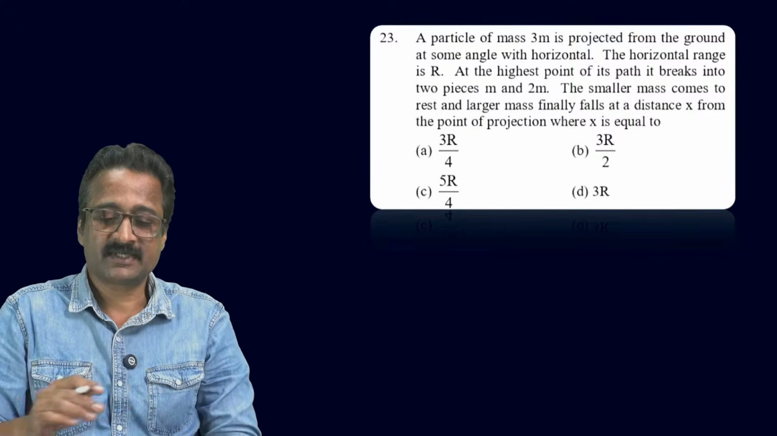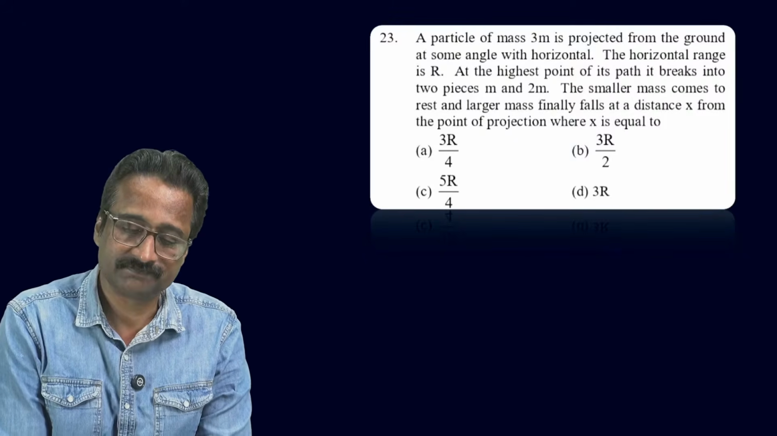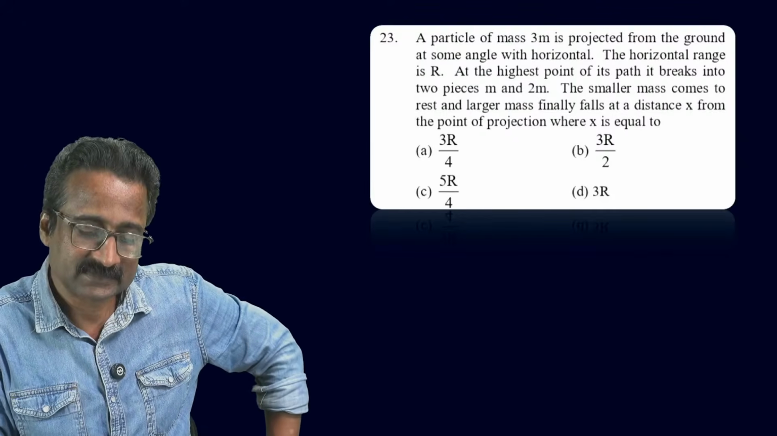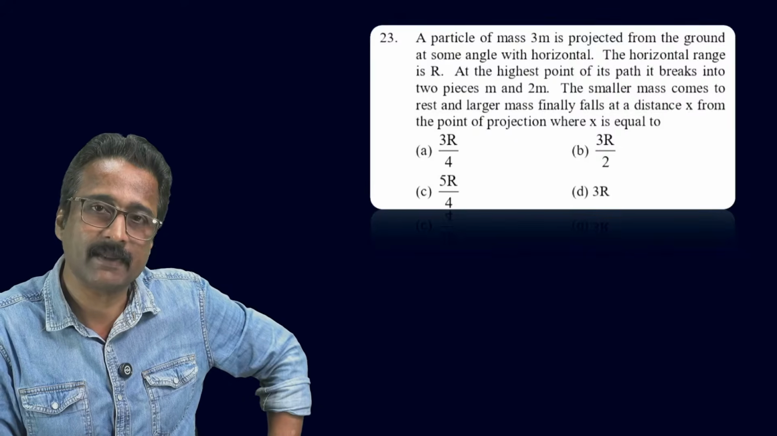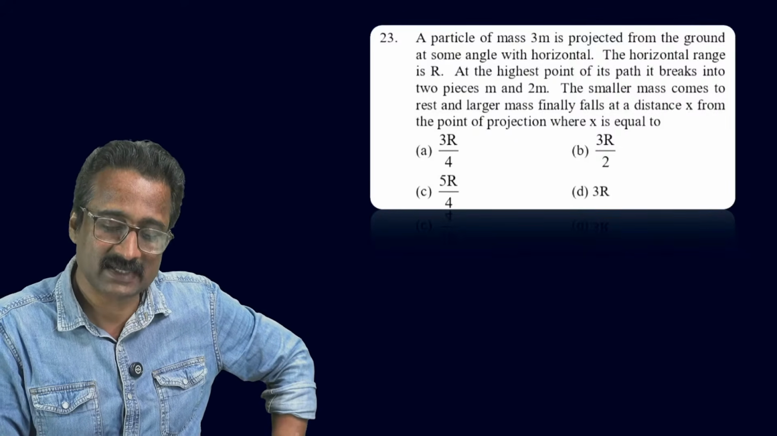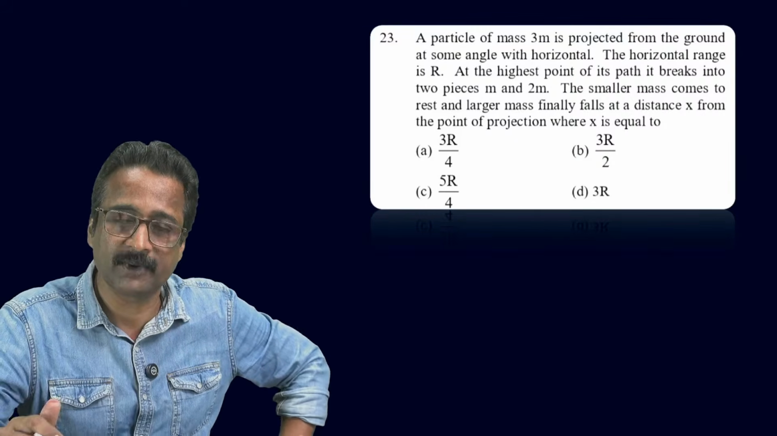A particle of mass 3m is projected from ground at some angle with horizontal. The horizontal range is said to be R, capital R. At the highest point of its path, it breaks into two pieces, m and 2m. The smaller mass comes to rest, and the larger mass finally falls at a distance x away from the point of projection.